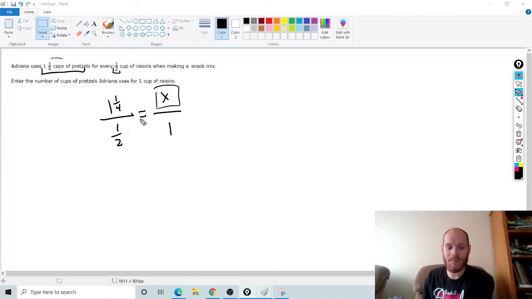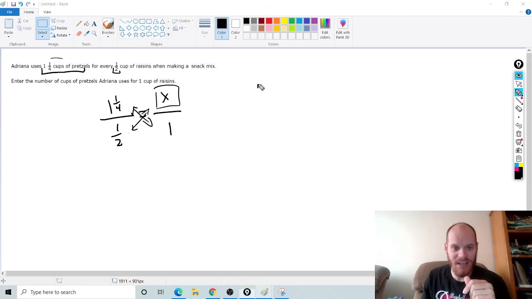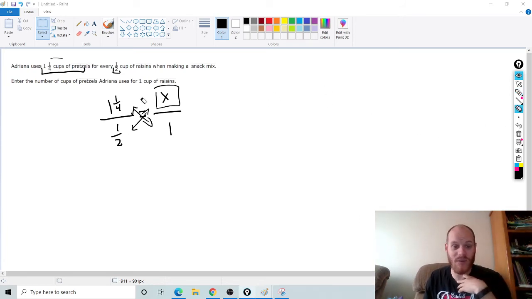I have seen some people do cross multiplication like this. That is totally an option. Totally doable, where you do 1/2 times x, you get 1/2 x is equal to 1 1/4. That is totally something you can do. But I have an easier way for you, and it's because of this beautiful number right here, the 1.